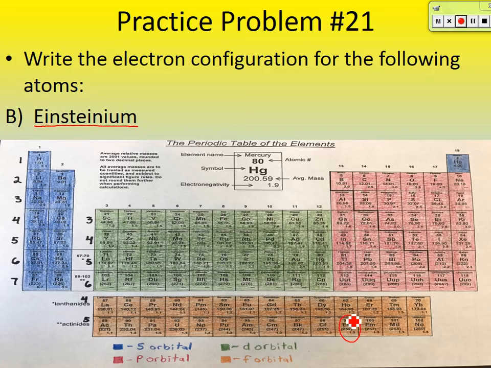Okay, so see if you can build the electron configuration for Einsteinium. Hit pause, see if you can get it right before I show you how to do it. Okay. For this one, I'm going to go a little faster.